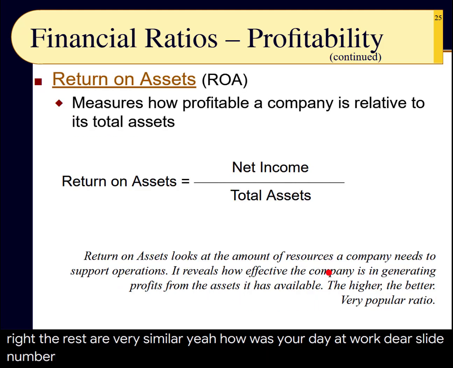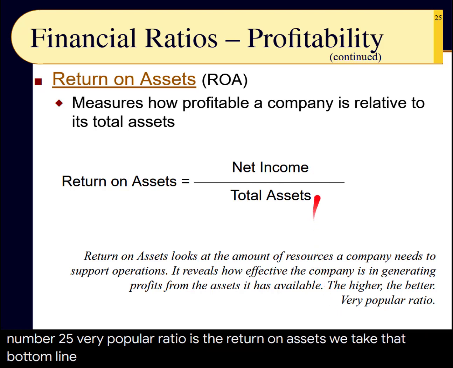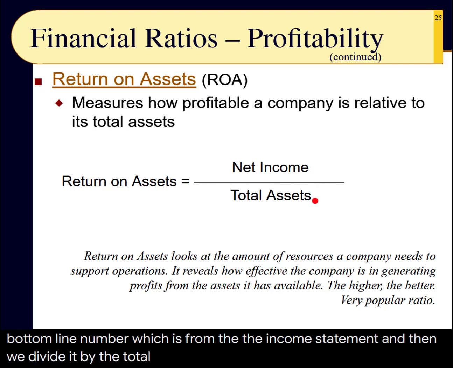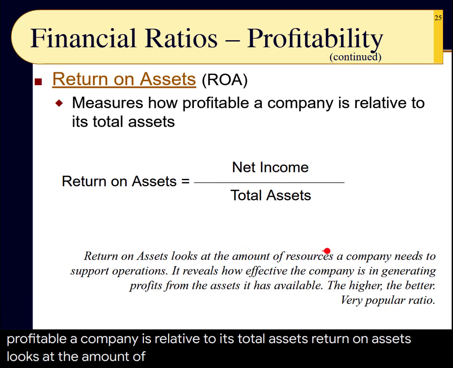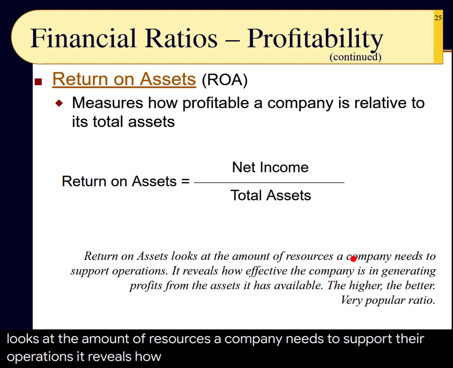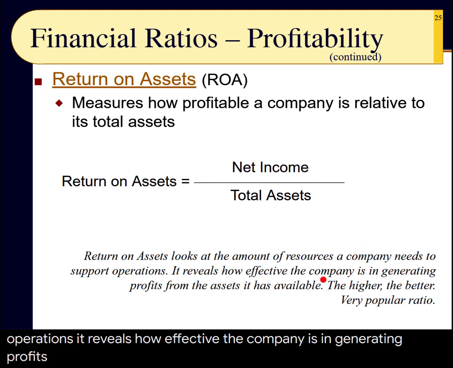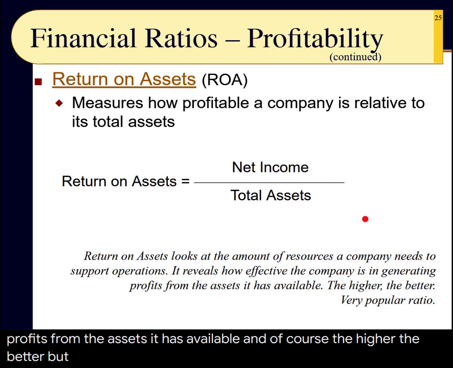Slide number 25. A very popular ratio is the return on assets. We take that bottom line number, which is from the income statement, and then we divide it by the total assets. It's a measure of how profitable a company is relative to its total assets. Return on assets looks at the amount of resources a company needs to support its operations. It reveals how effective the company is in generating profits from the assets it has available. And of course, the higher the better, but we look at the competitors.